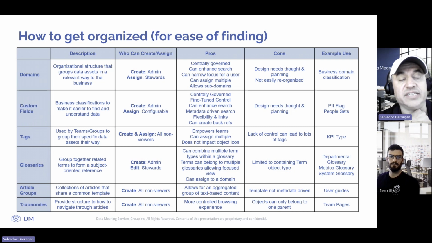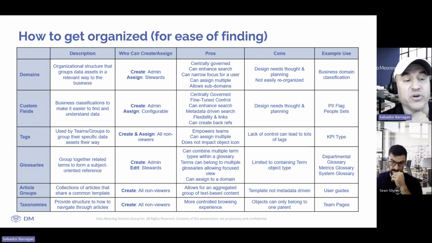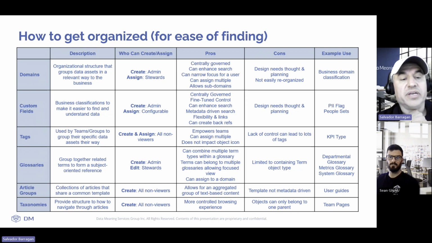Glossaries are where data is defined. You can address, for example, data and policies around article groups, and then taxonomies as well, where you have the ability to navigate through data much easier. All these areas, data stewardship is able to address. There are some pros and cons to each one of these, and some examples of how that occurs. But this in essence is how your data will be organized, or can be organized, within Alation.